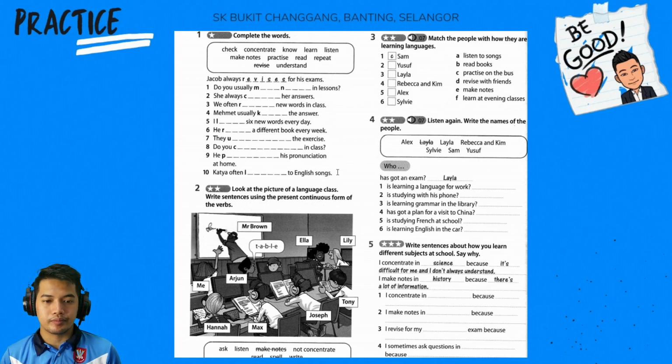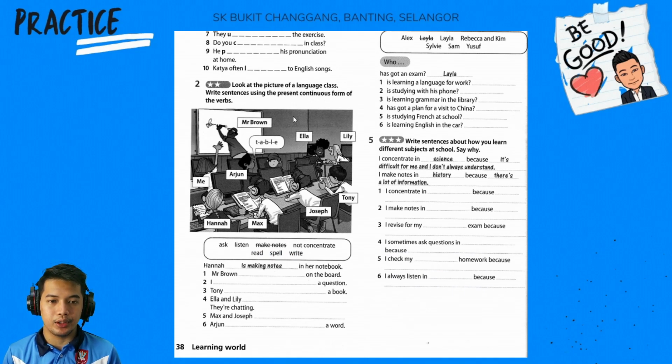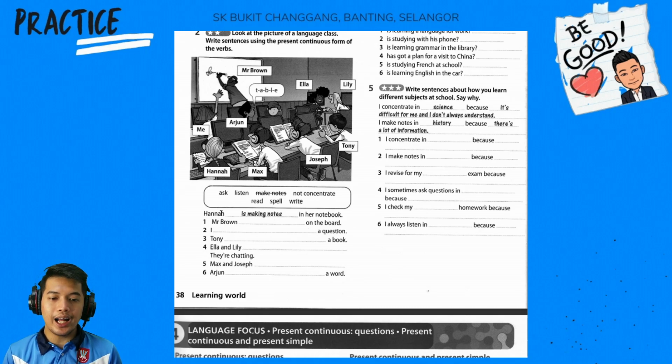Alright. Let's look at exercise number 2. Look at the picture of language class. Write sentences using present continuous form of the verb. So if you still remember PCT, present continuous tense that we have learned, we need to add ing. For example here, Hannah is making notes in her notebook. Why Hannah is? Because Hannah is singular subject. So we need to use is.